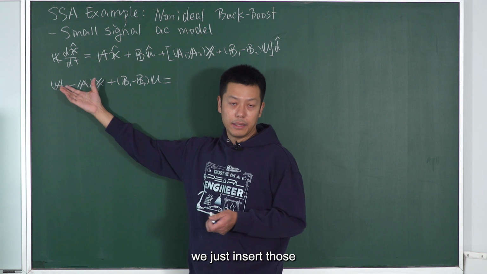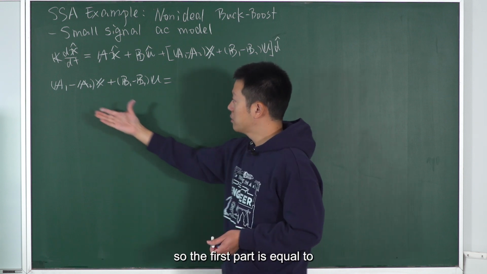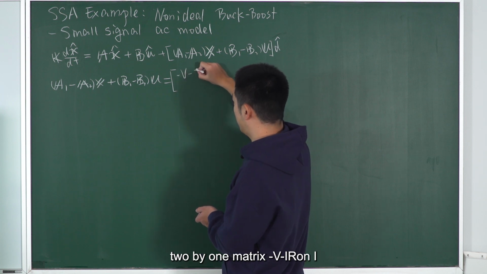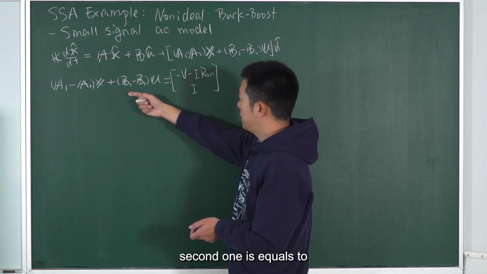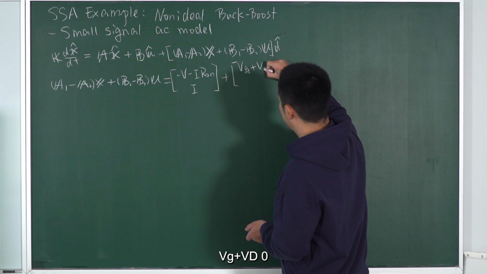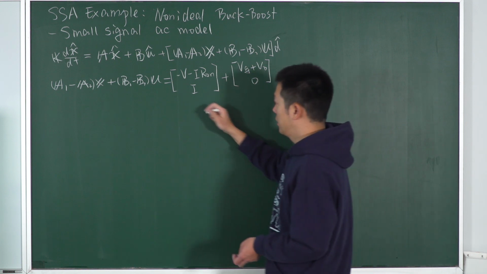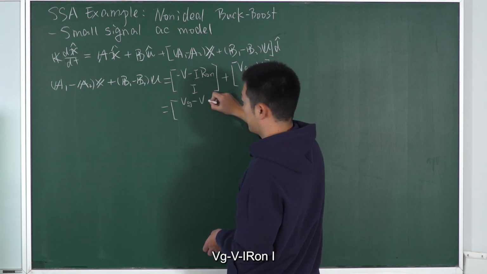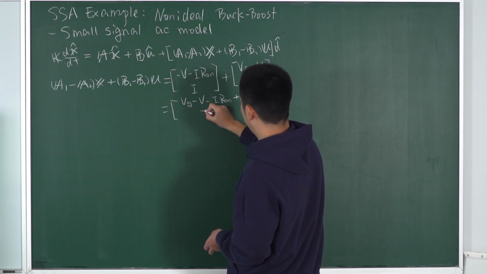We just insert those matrix coefficients one by one and combine them together. So the first part is equal to a 2 by 1 matrix, V minus I R0 on I. The second one is equal to Vg plus Vd, 0. Combining them together, we just add them correspondingly. So this equals Vg minus V minus I R on plus Vd, I.